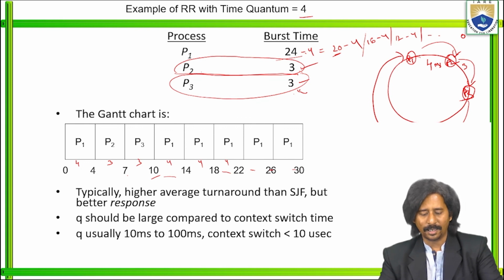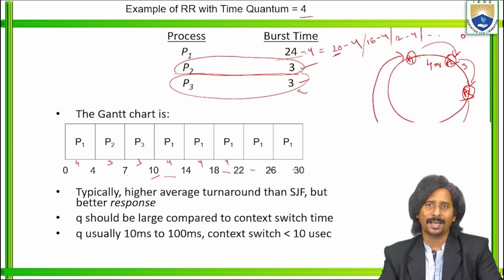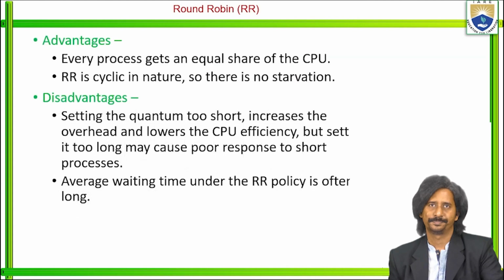Round robin typically has a higher average turnaround time than previous algorithms like SJF, but better response time, because the time quantum should be large compared to the context switch time. Depending upon the application, the time quantum is usually 10 milliseconds to 100 milliseconds, whereas the context switch is always less than 10 microseconds.